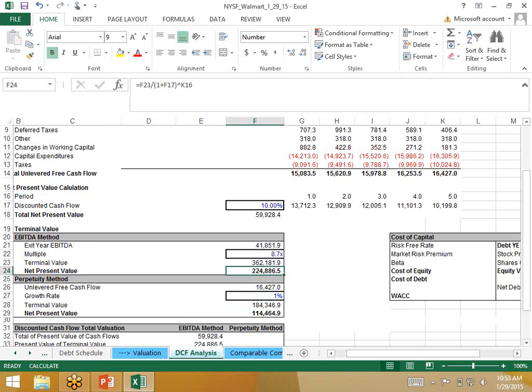So it doesn't matter. Again, this is the theory, and it's up for debate, but it doesn't matter whether you're discounting the individual cash flows mid-year or end of year. The EBITDA terminal value multiple will be done end of year. The perpetuity method, though, will be in line with how you're doing the individual cash flows. If the individual cash flows are end of year, you do the perpetuity method end of year. If the individual cash flows are mid-year, you do the perpetuity method mid-year.